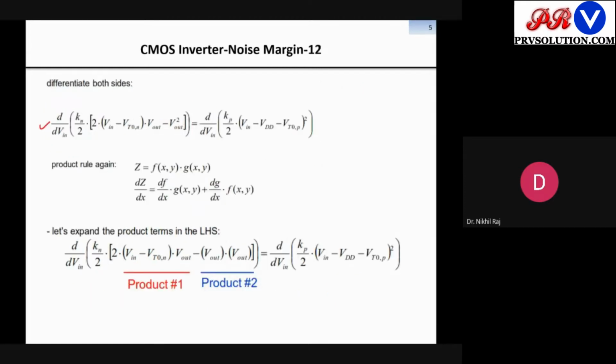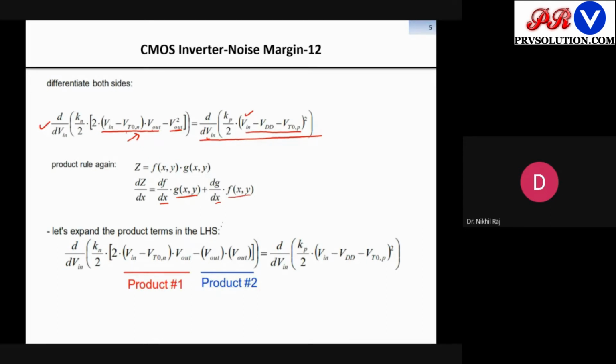So let us take the derivative on both sides. If you see, in the RHS part, only one V in term is there, so directly I can do the derivation. Whereas in the left hand side, V in is existing in this term, and also V out. So V in and V out, two terms are there, in a product form, so here I will use the product rule. Product rule means taking one as a constant, do the derivative, again taking another as a constant, do the derivative.